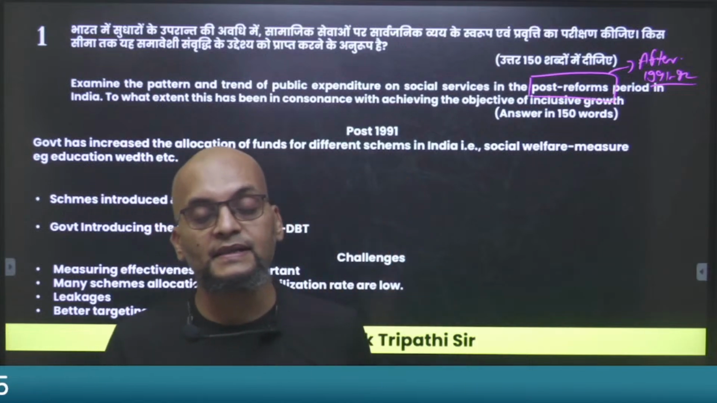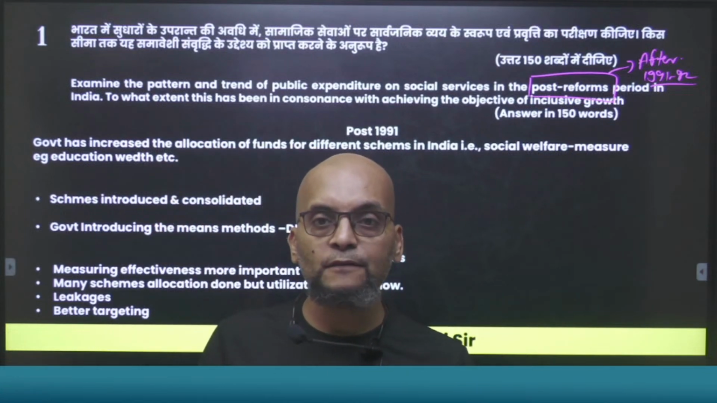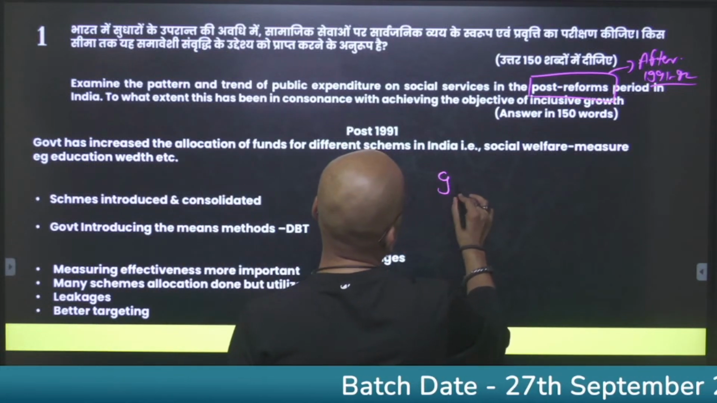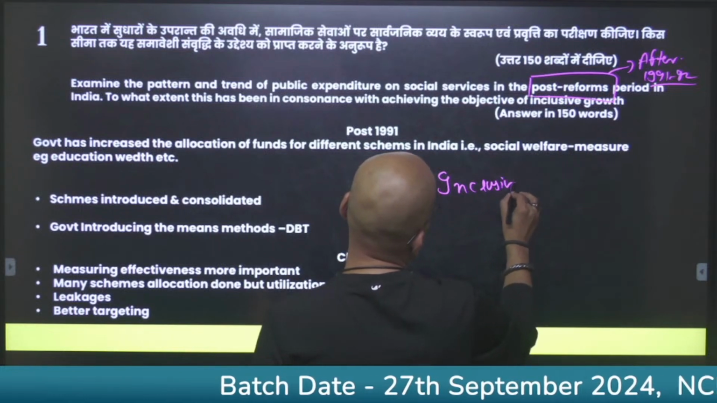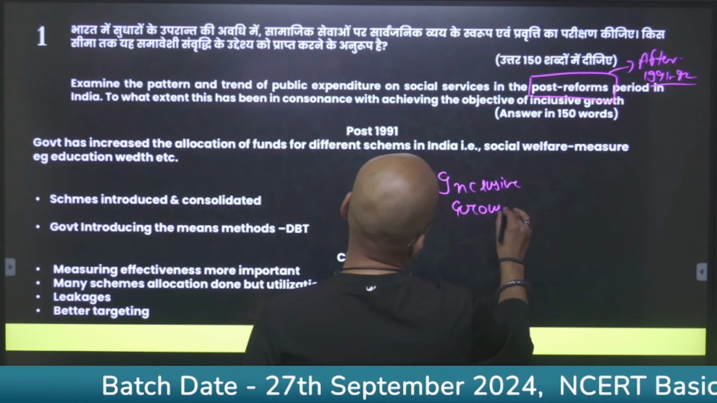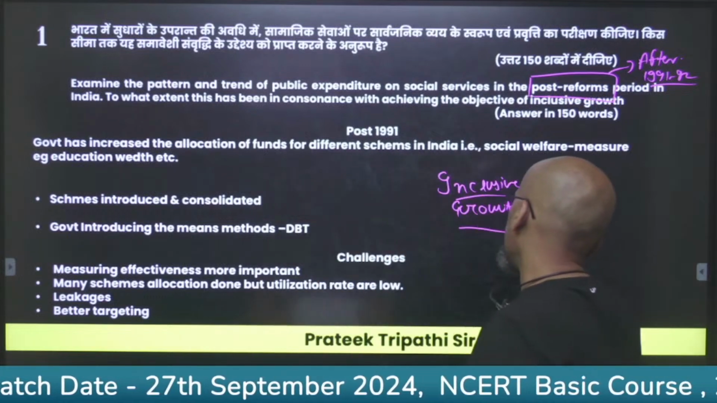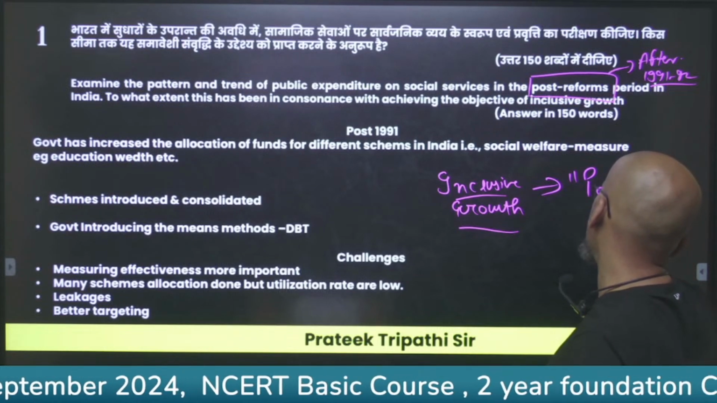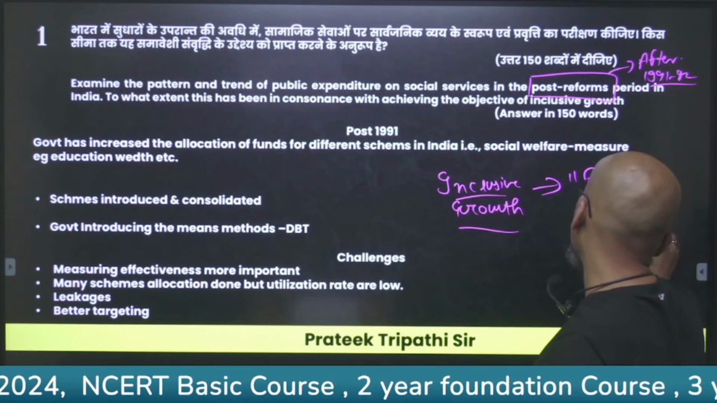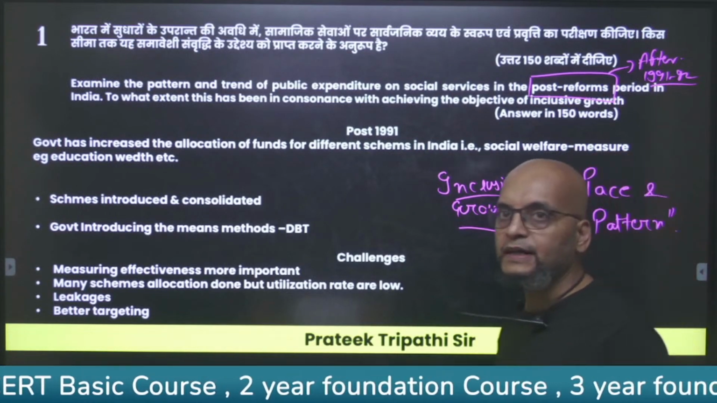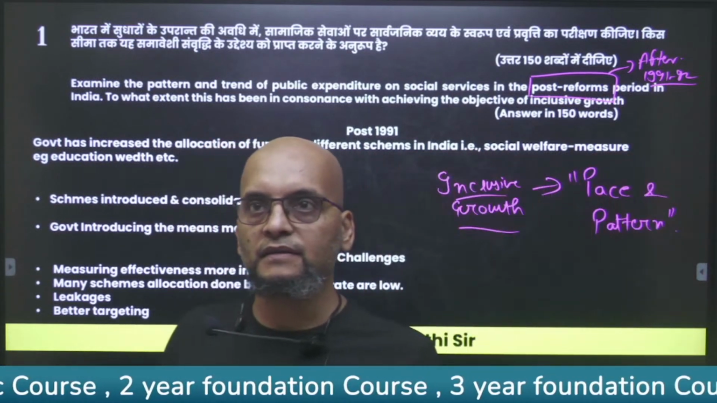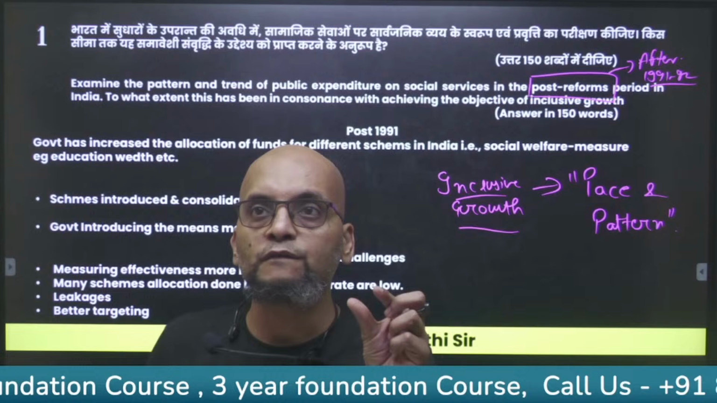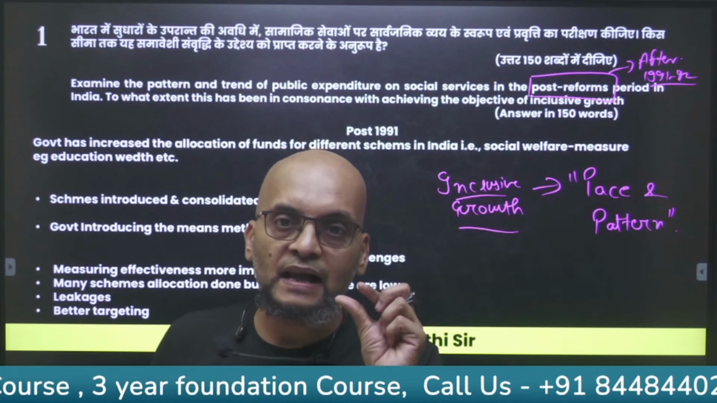Okay, that's it. So first of all guys, we need to understand what is inclusive growth. Inclusive growth means, according to World Bank, and you can quote it, inclusive growth is pace and pattern. Getting my point? It is pace and pattern. That's what inclusive growth is. So that means we are talking about the growth of GDP as well as the economic growth.